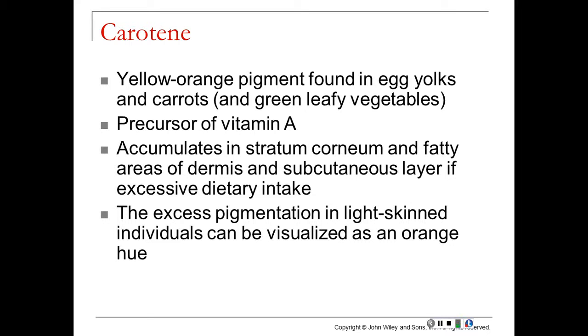The excess pigmentation in light-skinned individuals can actually be seen as an orange hue. If you've ever gone through a period in your life where you just love carrots, for instance, and you eat so many carrots within a given period, your skin will actually turn an orangish color, and that's because of the accumulation of carotene. It will be mostly expressed in the palms of your hands and soles of your feet, but your skin will have an orangish hue if you eat too much carotene.